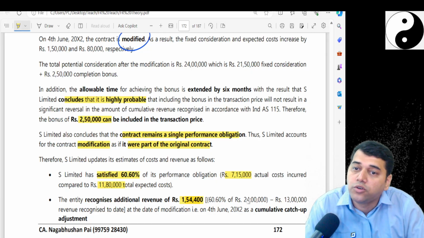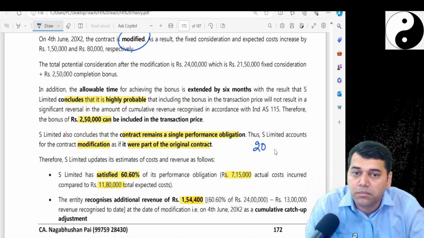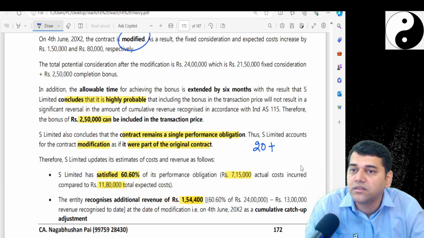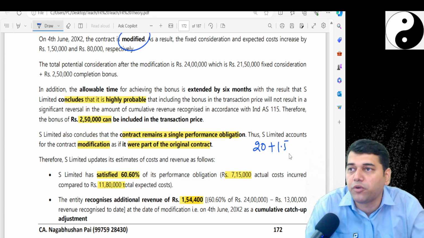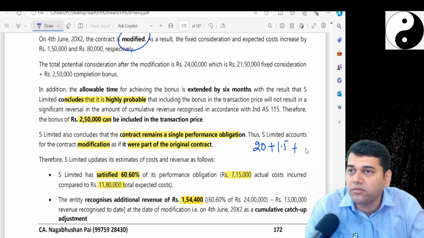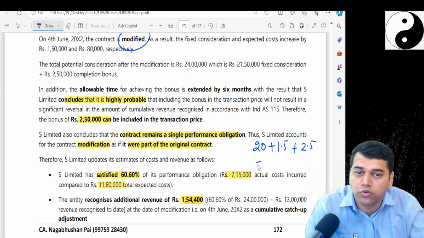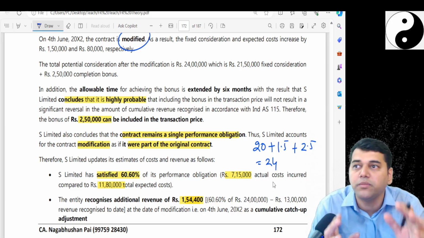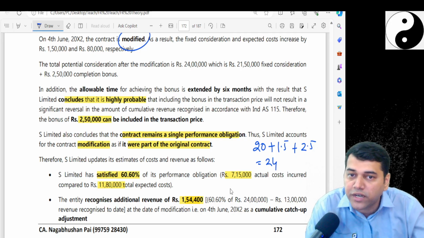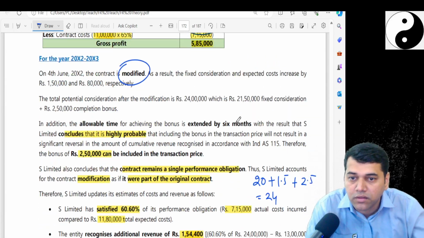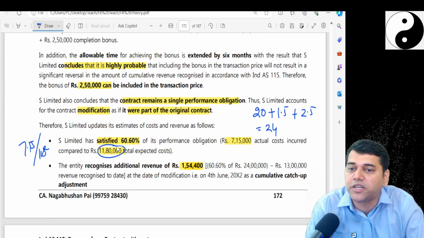How? Your total contract price becomes 20 fixed plus how much additional? 1.5. This becomes 21.5 plus, did you get the variable now? How much is the variable? 2.5. So total 24 becomes the fixed consideration. Now total 24 becomes the transaction price. 24 into 60.6%. Okay, how did you get 60.6% here? 7.15 divided by 11 lakh 80, because the estimated cost got increased.